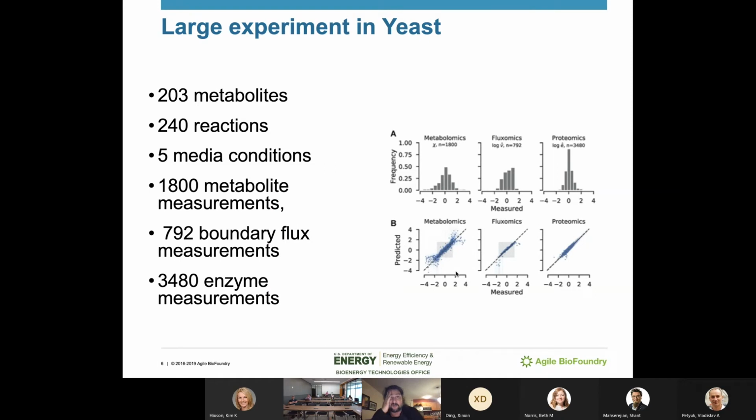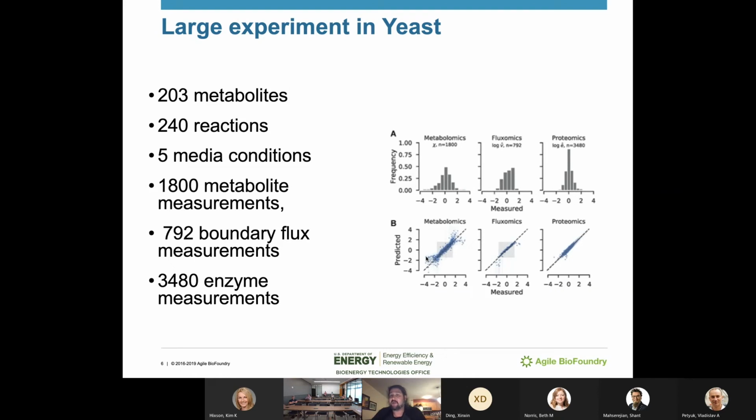We have 203 metabolites. We have 240 reactions. We have 5 different media conditions. We have 1,800 metabolite measurements. Of those 203 metabolites, we have 792 boundary flux measurements, and we have 480 enzyme measurements. And so when you do that, at least in that region I told you about, where you're nearby your reference state and Michaelis-Menten holds, we actually do a pretty good job of predicting the metabolite concentrations. Likewise, the flux and the proteomics.